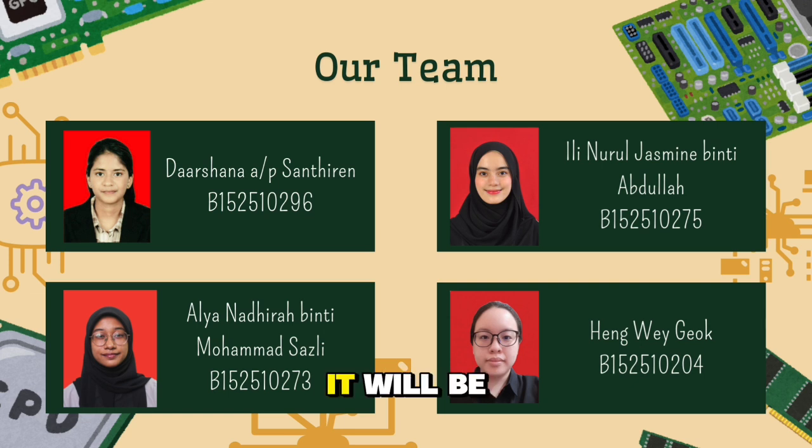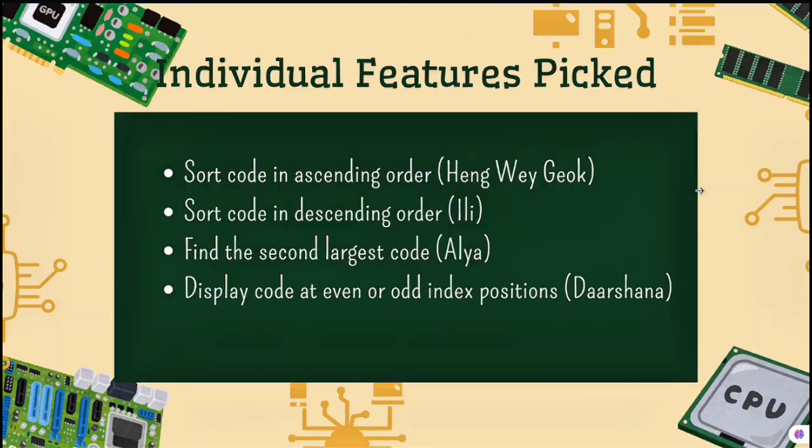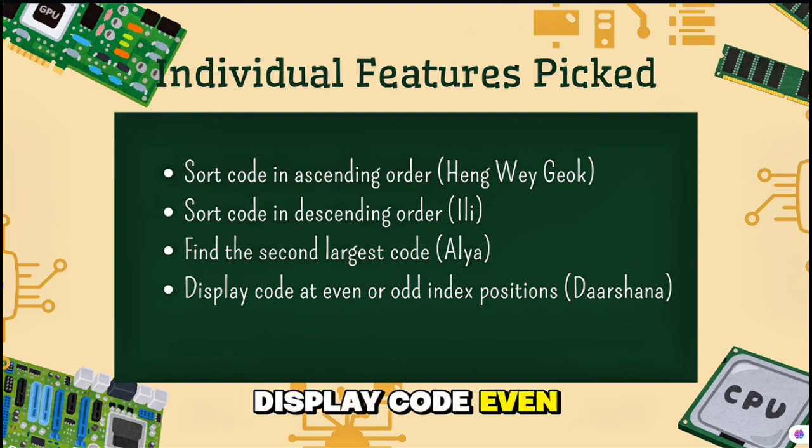For part A, it will be presented by Alia Nadira first. For part A, individual feature. Heng Wei Kiok chose sort code in descending order, and she will explain what happened in the sort code in descending order. Ilin chose sort code in descending order, and me, Alia, chose find the second largest code. Display correct even or odd in this position will be explained by Tashana.